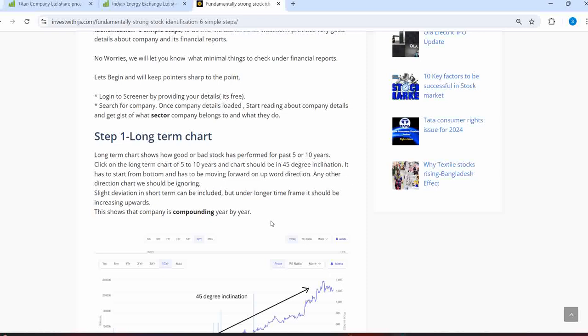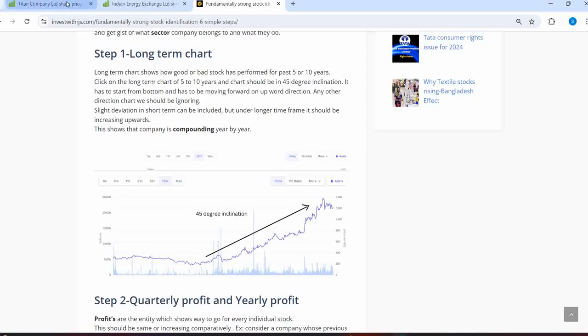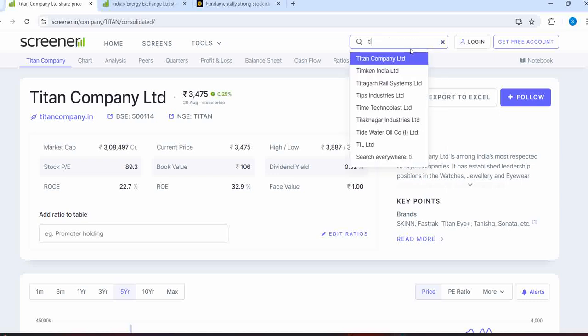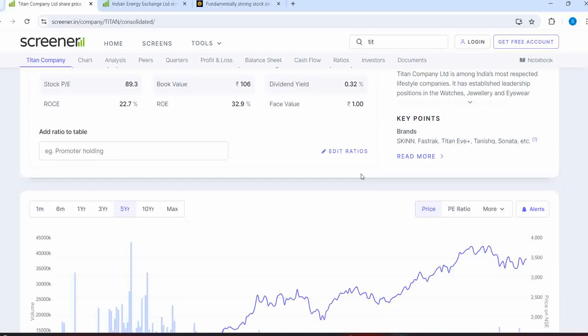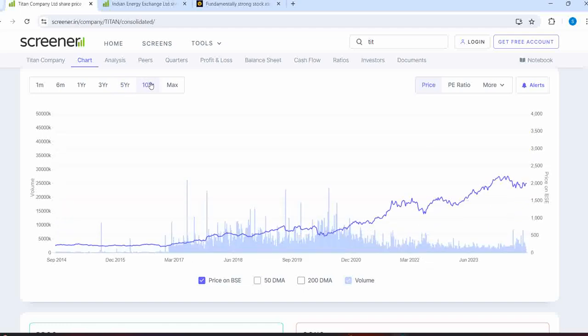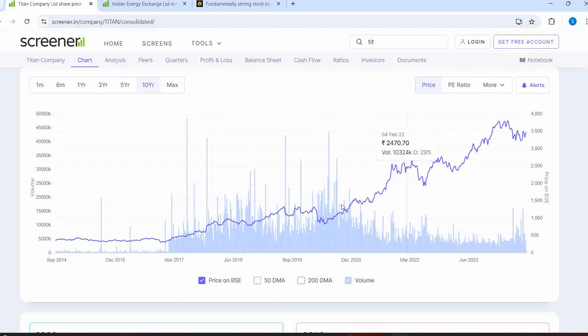The first thing is the long term chart. Whenever you look at any share, you just type the share name here. Once you type it, it will appear like this. You select it, and then you get the chart. The chart for 5 years, 10 years should always be in an uptrend. There can be small dips, but that does not mean the company is not going in an uptrend. So that gives us a positive sense of it.